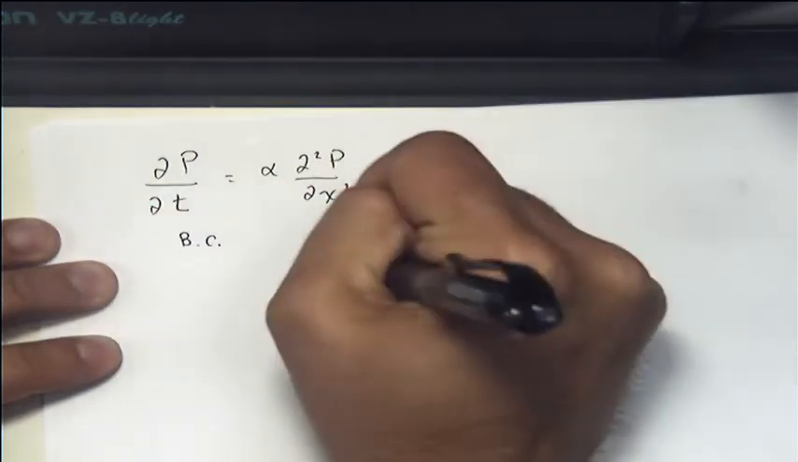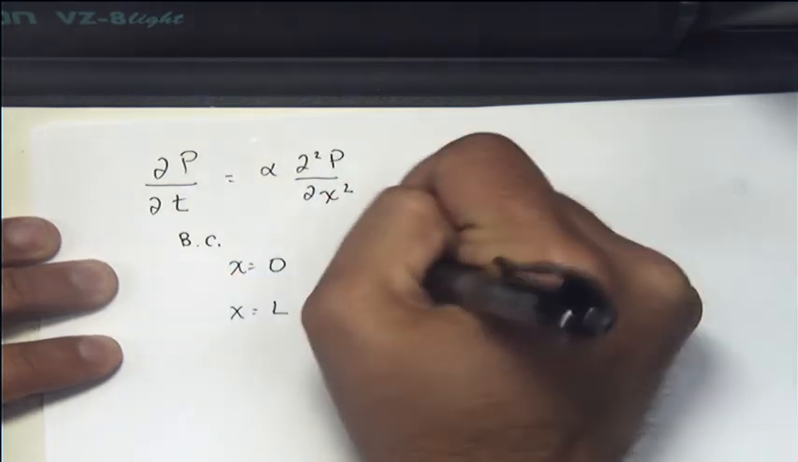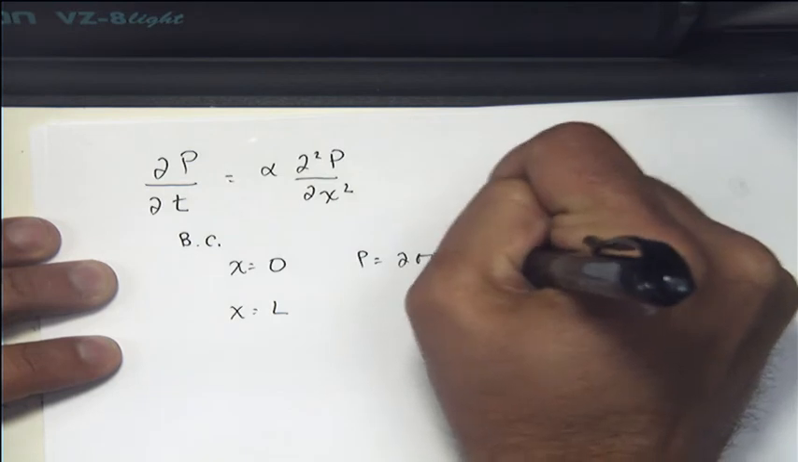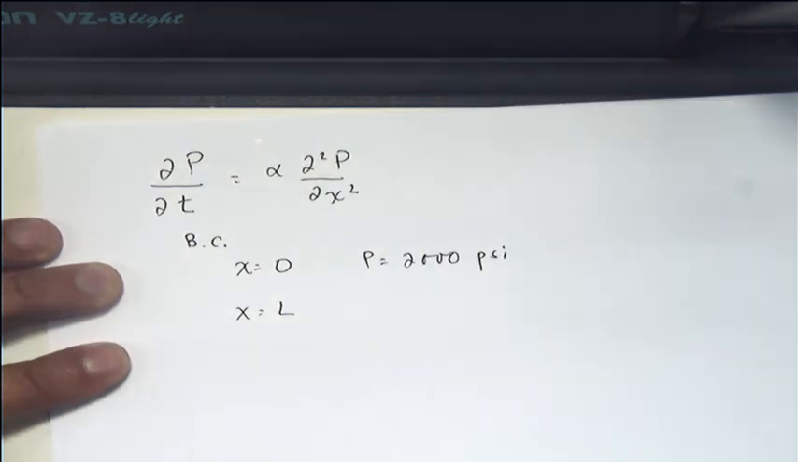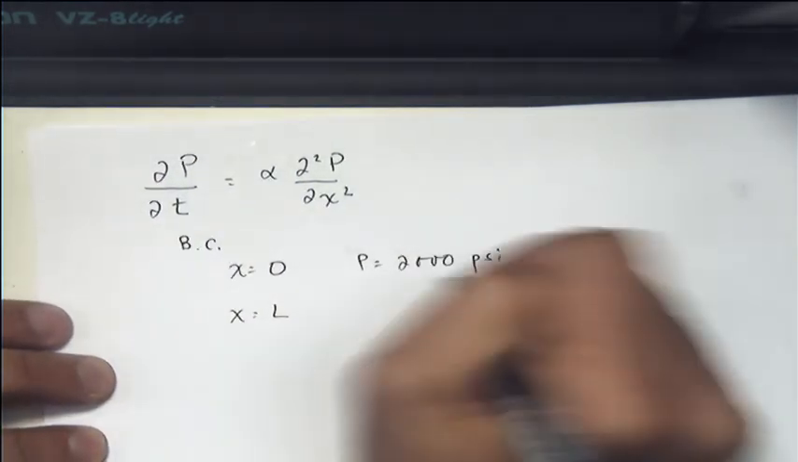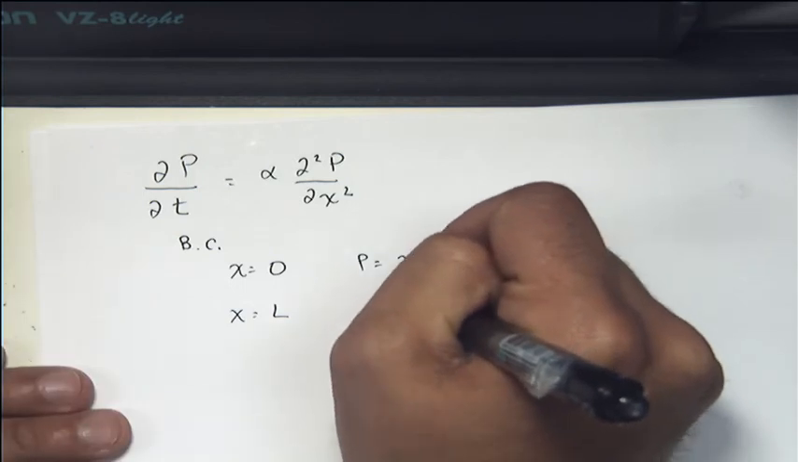So we need a boundary condition at x is equal to 0 and x is equal to L. That could be a constant pressure condition, so for example 2000 psi, or it could be a no-flow boundary condition or a flux boundary condition. Okay, it doesn't have to be no flow, but that's usually what we do. It could be a constant flow. And on the other side, again, we could have a Dirichlet, a constant pressure condition, or a flow boundary condition.